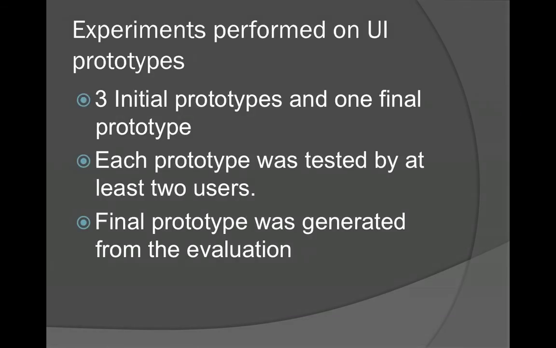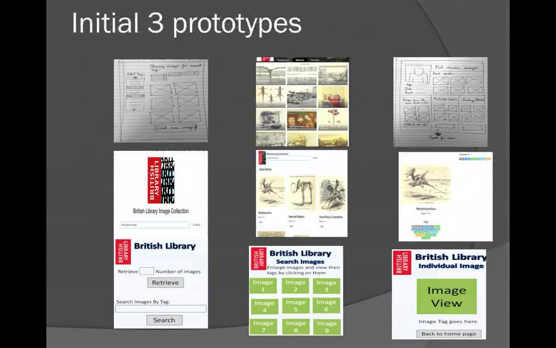So as part of the process, we had to cover experiments in order to finalize the prototype. We made 3 initial prototypes and evaluated each of them separately with the help of some users. Based on each prototype's positive and negative feedback, we made a final prototype for the user interface. Each row in this slide is a different initial prototype.